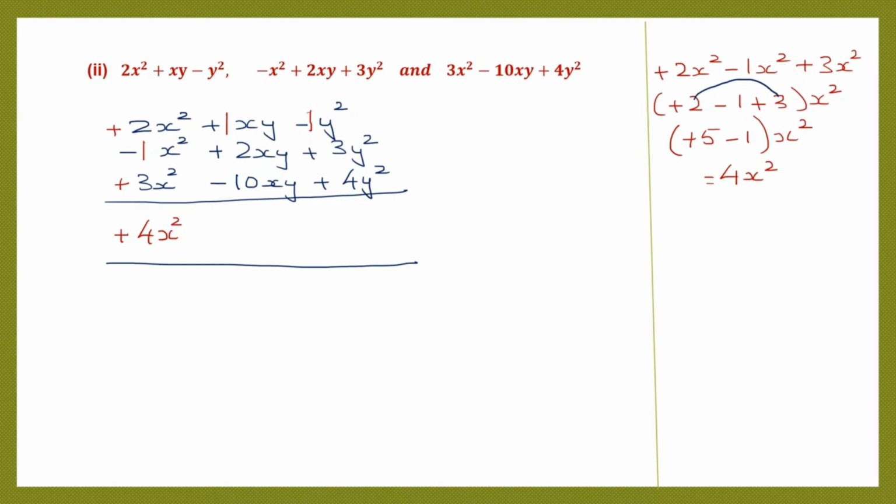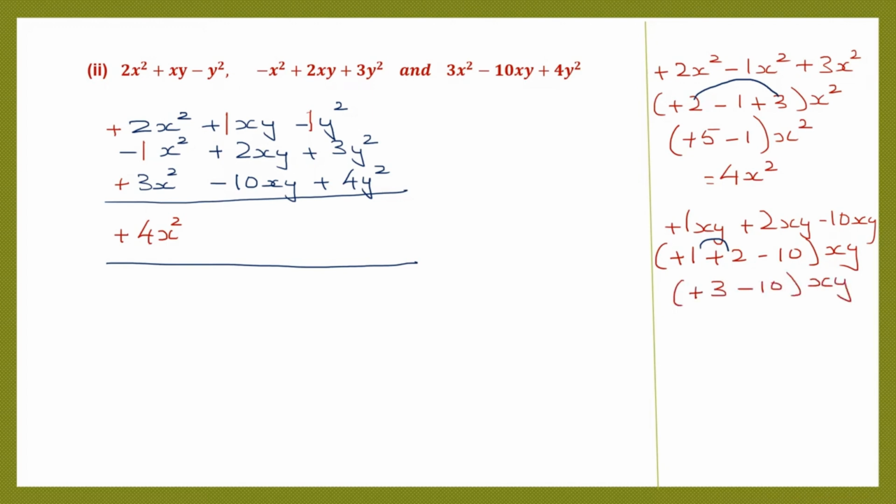Let's take the xy. Plus 1xy plus 2xy minus 10xy. So only the numbers: plus 1 plus 2 minus 10xy. So add up the numbers that have the plus sign, these two. So plus 1 and plus 2 will be plus 3 minus 10xy. When signs are different, put the sign of the bigger number and subtract: 10 minus 3 is 7xy. So here we have minus 7xy.